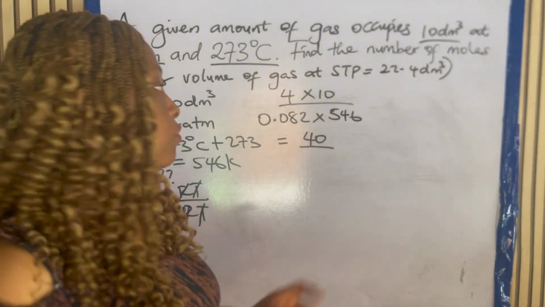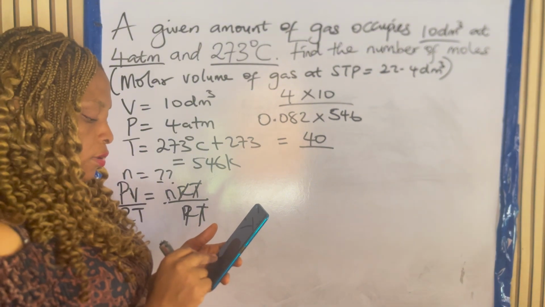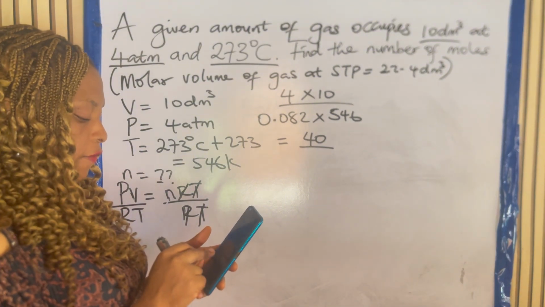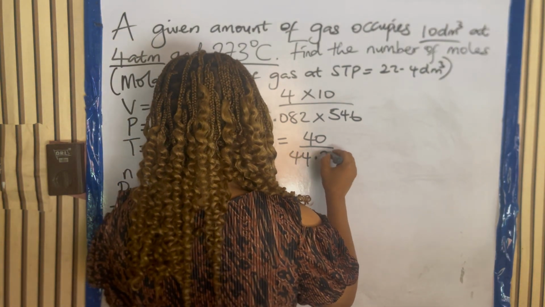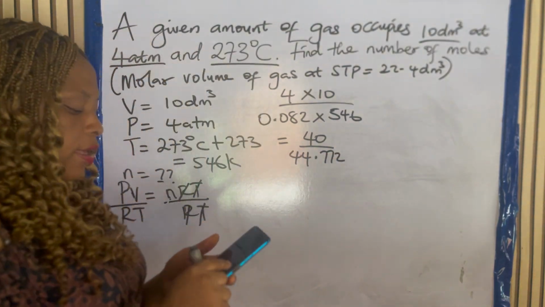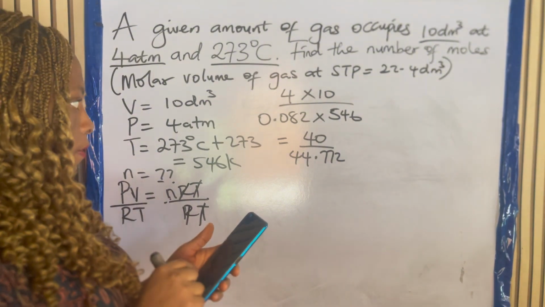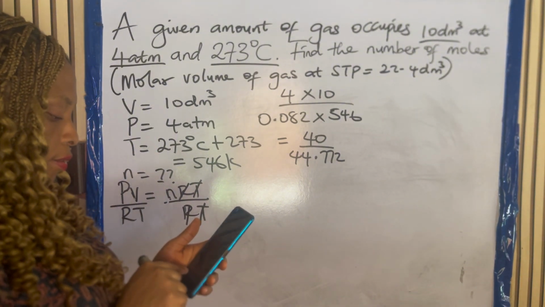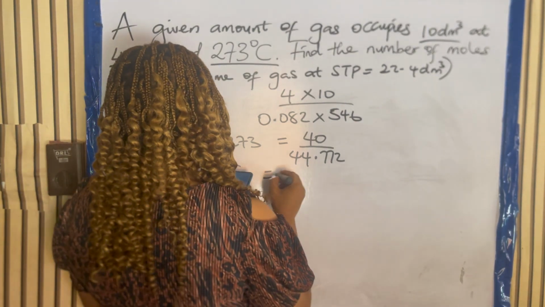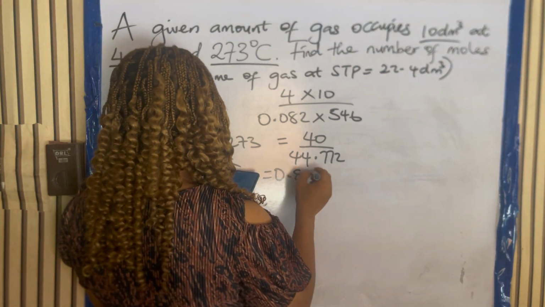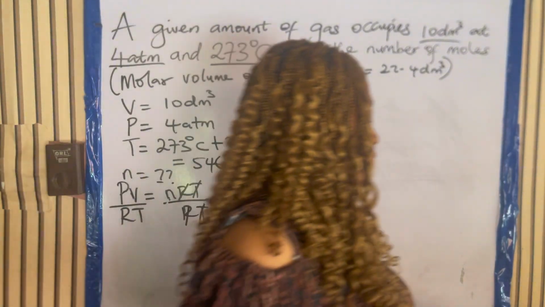Let me bring my calculator to solve the second one. Okay, so 0.082 times 546. That will give us 44.772. So you have that 40 divided by 44.772. That will give us 0.89341.